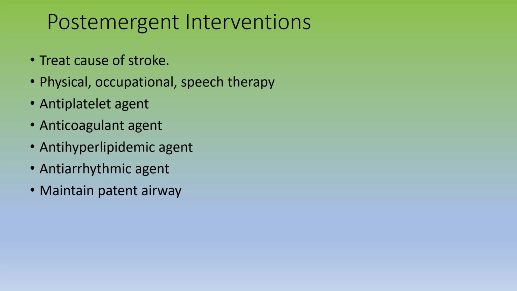For interprofessional care and post-emergent interventions, treat the cause of the stroke, which will be the thrombolytic therapy or medication or any procedures to stabilize them. Then physical and occupational therapy will be consulted, and medications to control their blood pressure, cholesterol, or their clotting factors. They'll probably be on either warfarin or aspirin for the remainder of their lives, and maintaining a patent airway.